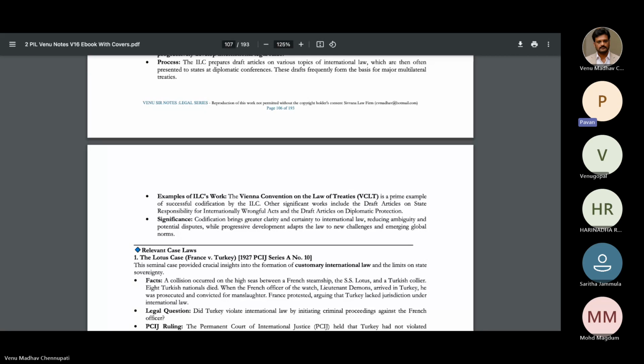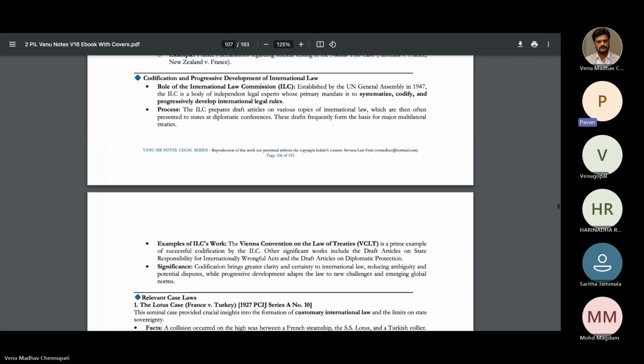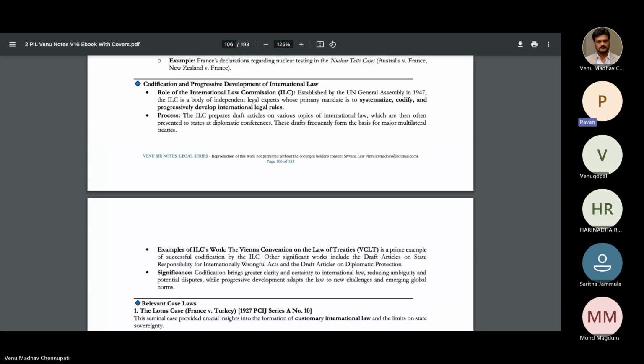Significance: codification brings certainty, while progressive development adapts the law to new challenges and emerging global norms.